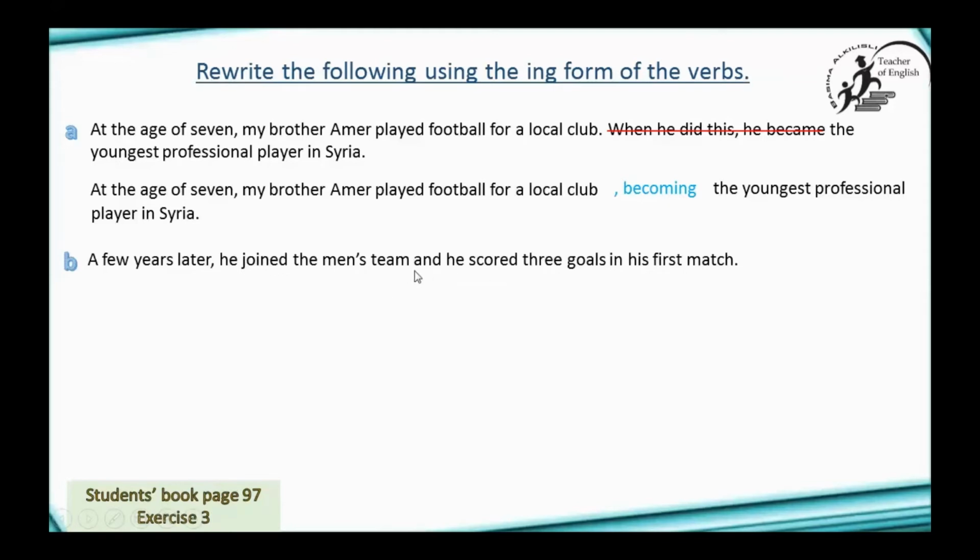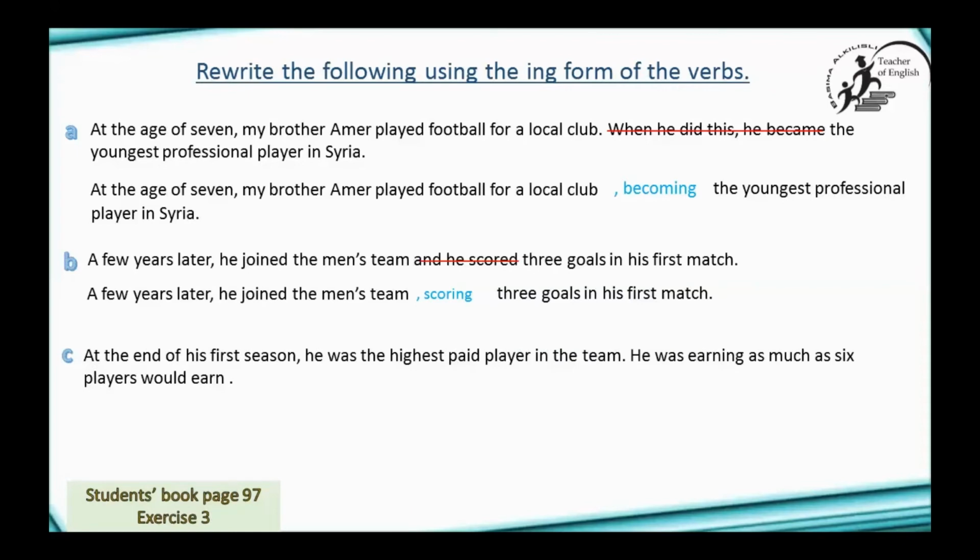So here we have a linking word. Of course, we have to omit the linking word, the subject and the main verb. Then we have to put a comma and the main verb in the ing form. Then we have to continue the rest of the second sentence. C. At the end of his first season, he was the highest paid player in the team. He was earning as much as 6 players would earn.